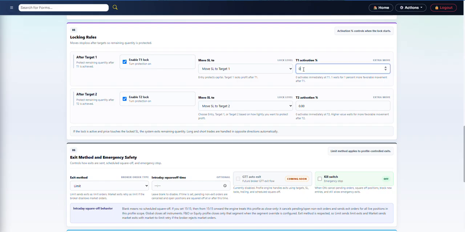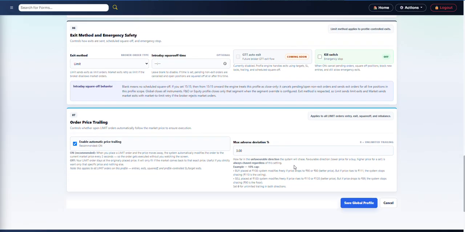And then going forward, if you are selecting enable T2 lock, then you can select whether you want to move this SL to entry price, SL to target 1, or SL to target 2. So in case target 2 is hit, the same problem will come again. So here also you can set 1 or 2% of distance. So it will give your price a proper window to breathe and move forward to your target 3.